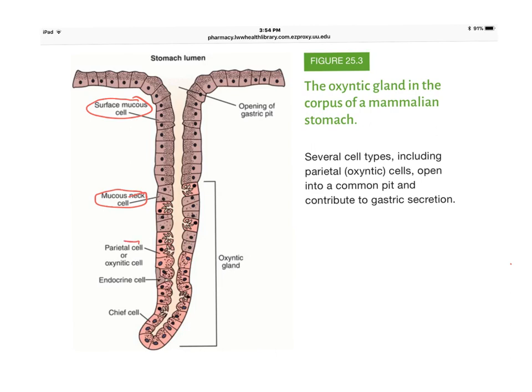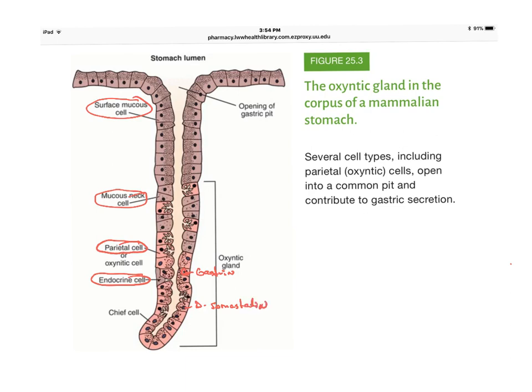You'll notice that we have our parietal cells here, and the parietal cells are responsible for producing hydrochloric acid. We also have our endocrine cells, made up primarily of two types: a G cell that's responsible for gastrin, and our D cells, which are responsible for somatostatin.